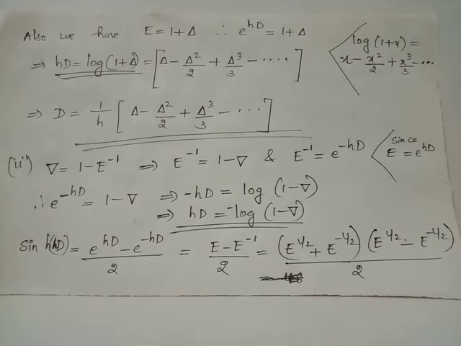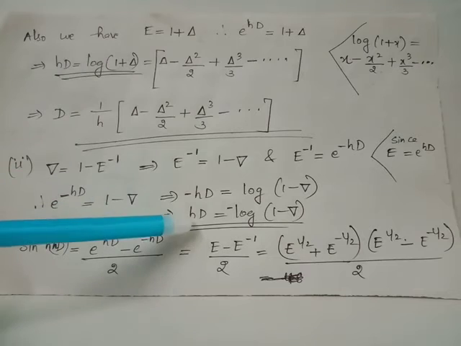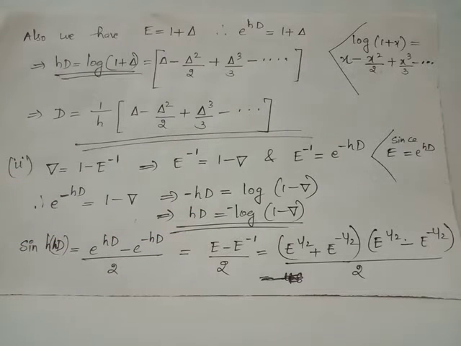When you multiply both sides of this equation by 1 by h, you get D equals 1 by h multiplied to delta minus delta square by 2 plus delta cube by 3 minus etc. Hence, we have proved the relation differential operator D equals 1 by h times delta minus delta square by 2 plus delta cube by 3 minus etc., where delta is the forward difference operator. We have here proved hD equals log of 1 plus delta. It remains to prove hD equals minus log of 1 minus del and the relation sinh inverse mu delta equals hD.